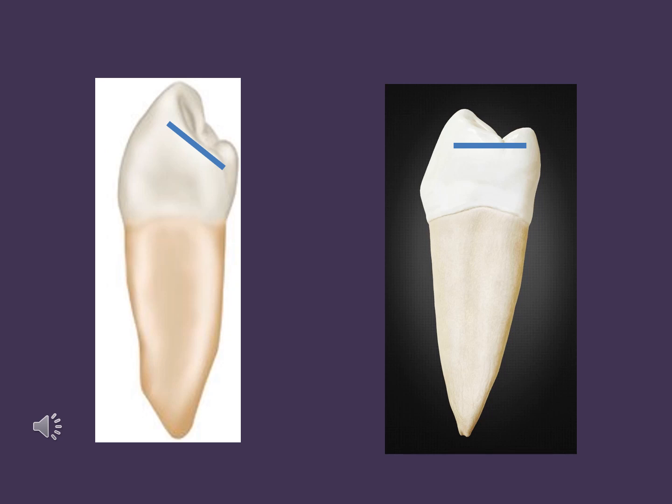When we compare the pulp horns between a mandibular first and a mandibular second premolar, mandibular first premolar has a single root with two pulp horns, whereas in case of mandibular second premolar, it is also having a single root but it has three pulp horns.